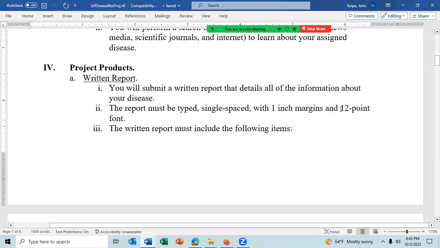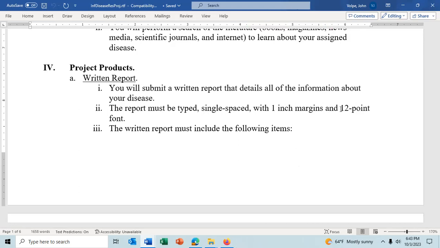If you notice, I've got glasses. These are reading glasses. They're not, what do you call them, farsighted or nearsighted. I've got reading glasses because I can't read small font anymore. So make it 12-point font or else I'll have trouble reading it.